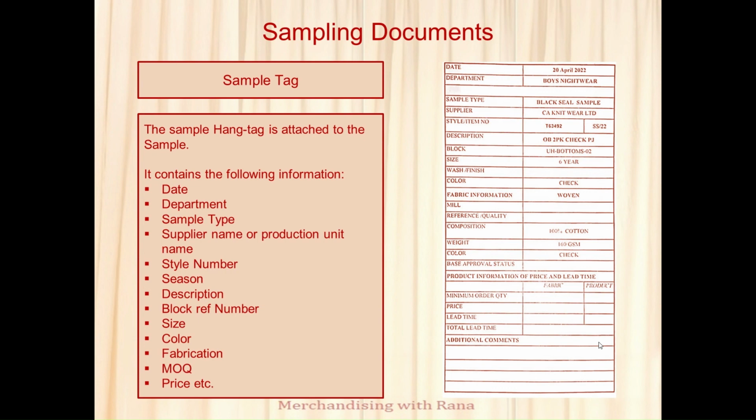Is there any thumb rule of making a sample tag? It can be a different format, but the information is almost the same. Like you have to mention the date because this date is very much important. Then department, sample type, supplier name or your production unit name, style number, season description, block reference number, size, color, fabrication, MOQ, price, etc. Price normally is not mentioned in the tag, but if it is required, then you can put it.